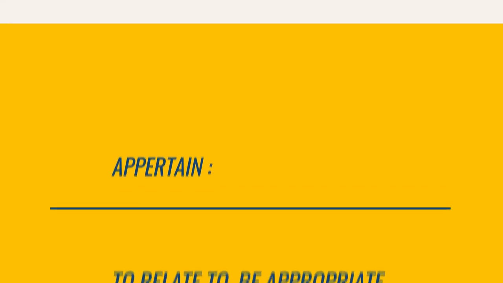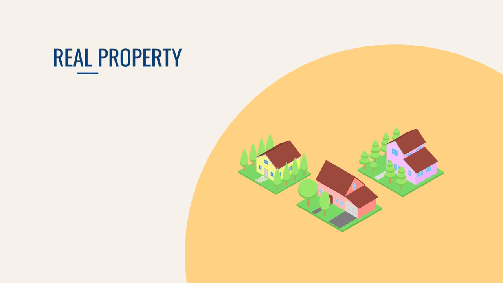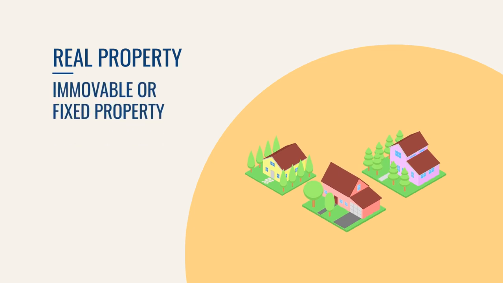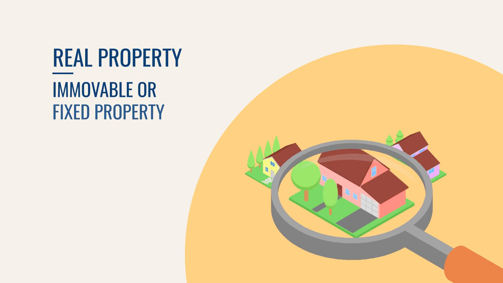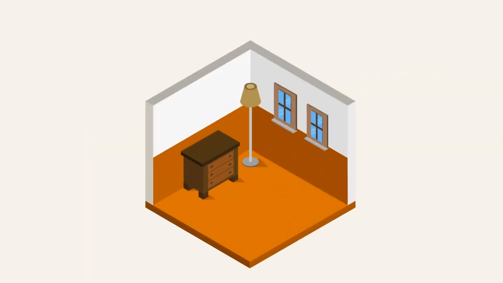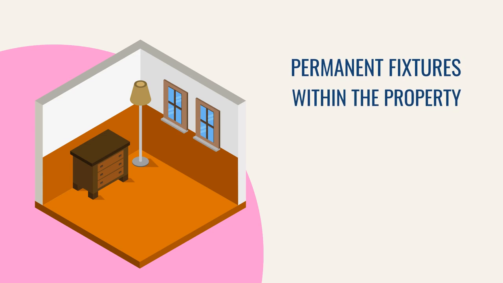Before defining appurtenance, it's important to learn more about the term real property. In real estate, real property is defined as immovable or fixed property, any property attached to land, and even the land itself. This also includes permanent fixtures within the property that are not personal property and easily moved. Real property plays an important role in understanding appurtenance.